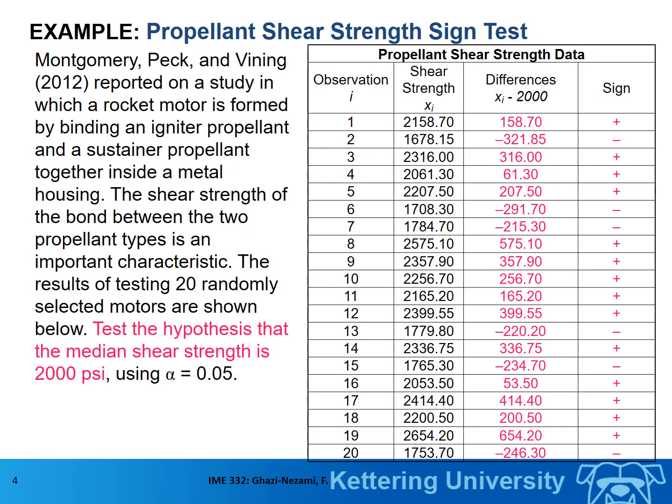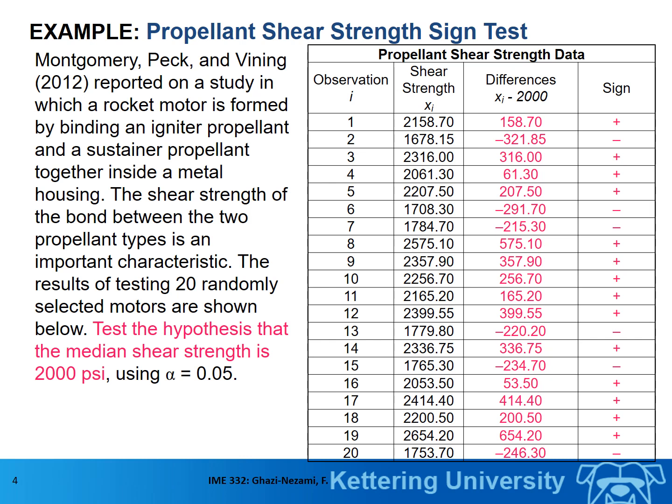In this example, we have collected 20 samples. As you can read over here, the shear strength of the bond between the two propellant types is an important characteristic. The results of testing 20 randomly selected motors are shown here. I want to test the hypothesis that the median shear strength is 2000 psi when alpha is equal to 5%. Again, I'm emphasizing the fact that I do not have the assumption of normality, and that is why I have to use the non-parametric test. And for now, I'm just focusing on the sign test.